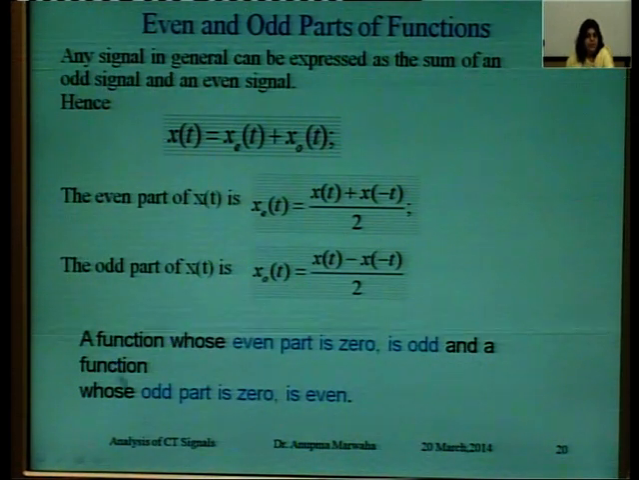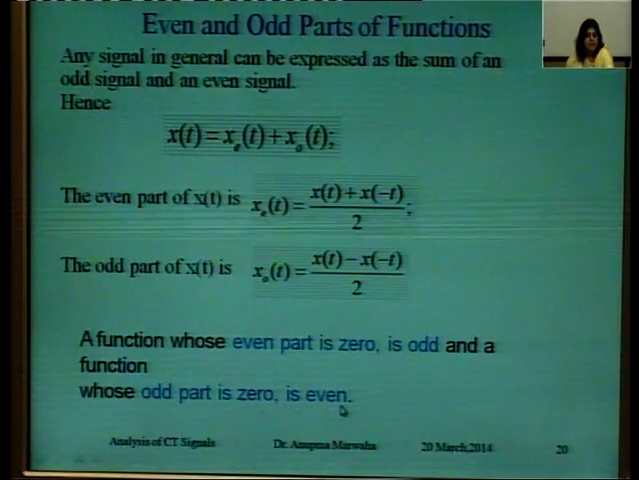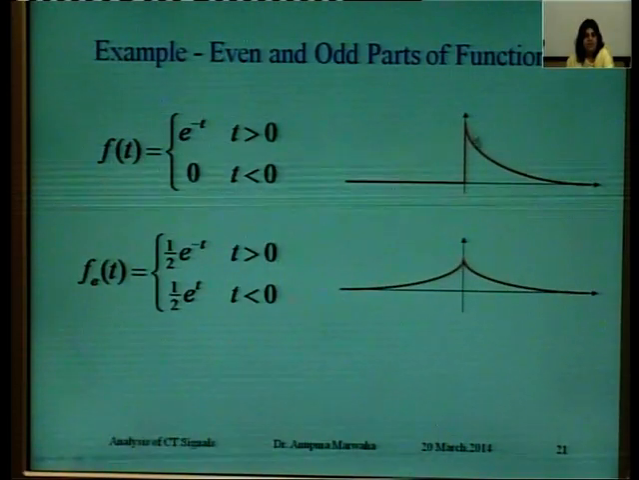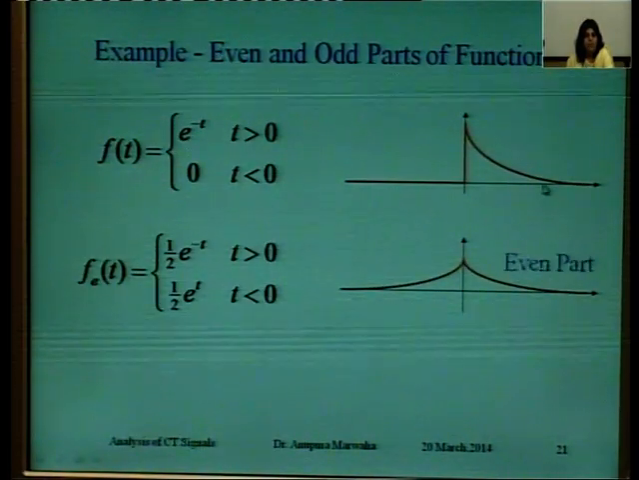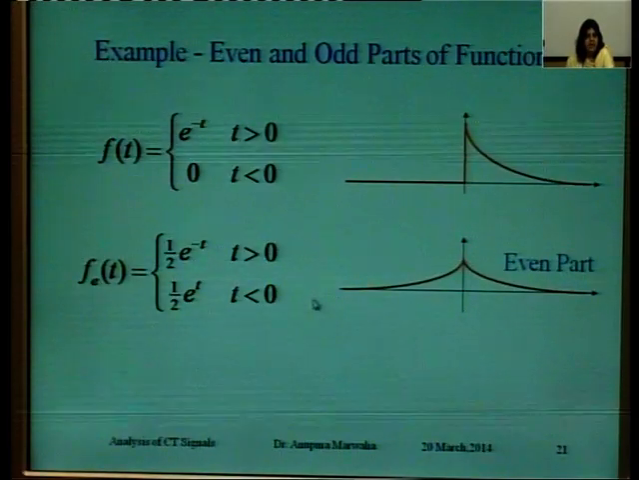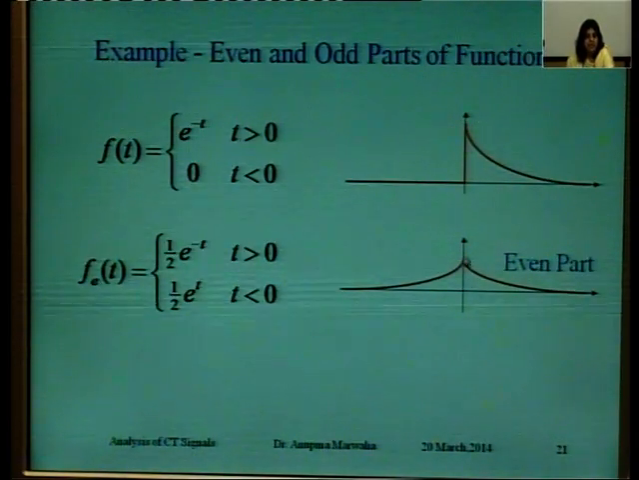So, a function whose even part is 0 will be a totally odd signal, and if we have a function whose odd part is 0, then it is an even signal. For example, let us discuss one example. Let f(t) be an exponential signal which exists only for the positive time domain. Then this signal can be expressed as the sum of its even and odd parts.